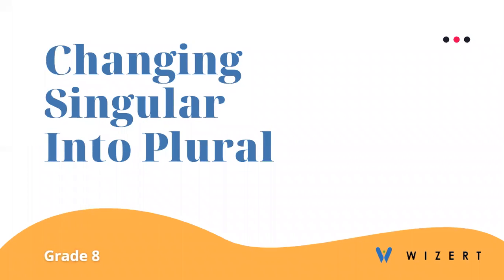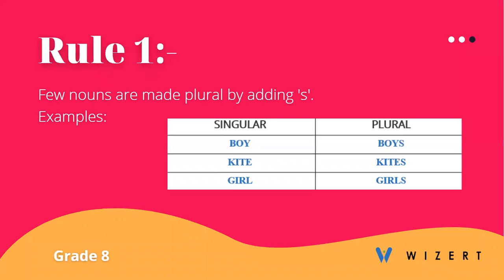Changing singular into plural. There are various rules for this. Let us look at rule number one. According to rule 1, few nouns are made plural by adding s at the end. Examples: boy, which changes to boys, kite, that changes to kites, girl, that changes to girls.